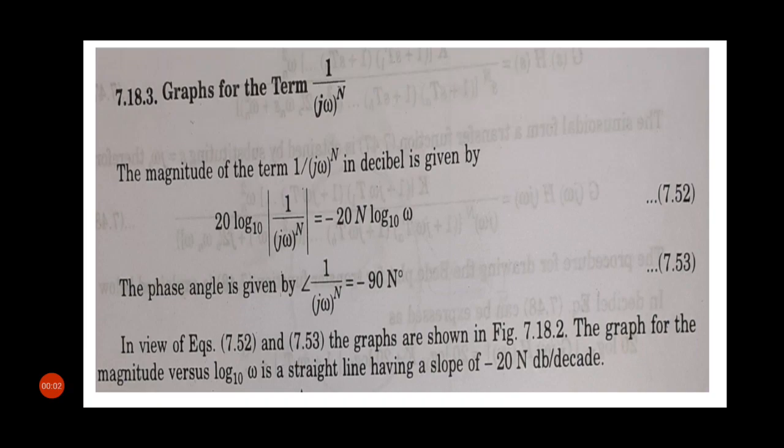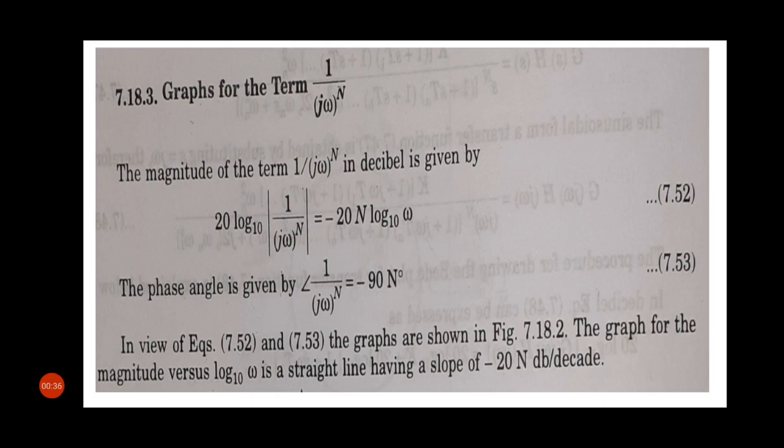Hello students. Now see the graphs for the term 1 by j omega to the power n. That means if there is any pole at the origin, then how will the graph look? Okay, so see the magnitude of the term 1 by j omega to the power n. If n equals 1, there is one pole at the origin. If n equals 2, there are two poles at the origin.